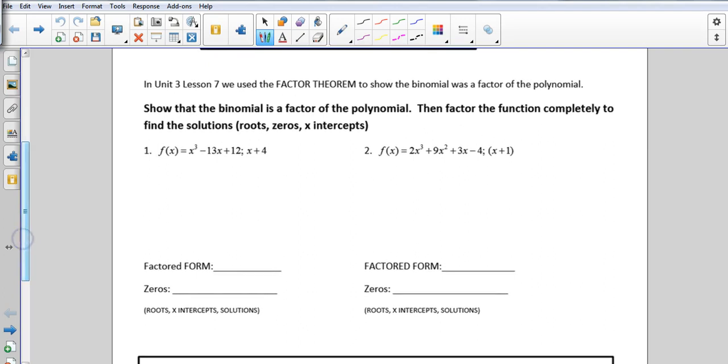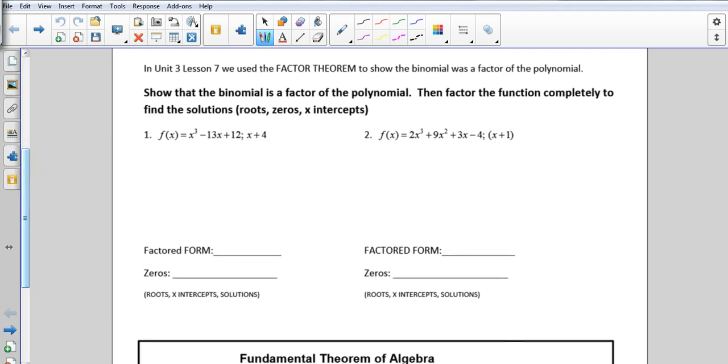In Unit 7, we use the factor theorem to show the binomial is a factor of the polynomial, then factor the function completely to find solutions, roots, zeros, x-intercepts. Remember, these all mean the same thing. They're interchangeable, synonymous terms. So we're going to use synthetic division. Again, we set this equal to 0 and get x equals -4. So -4 is the number we're going to put in our box.